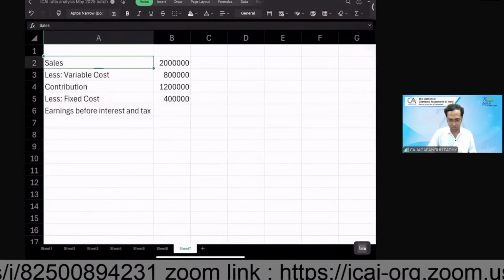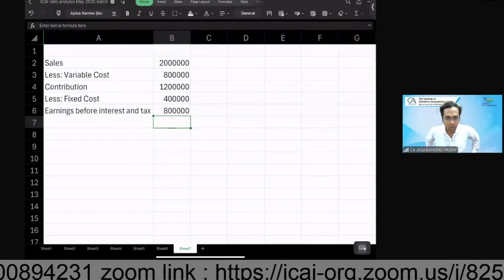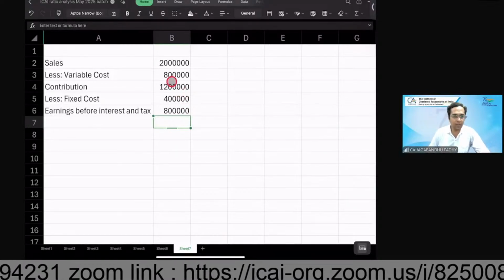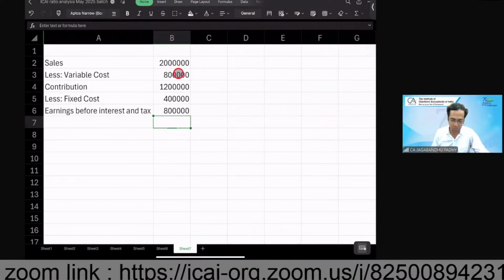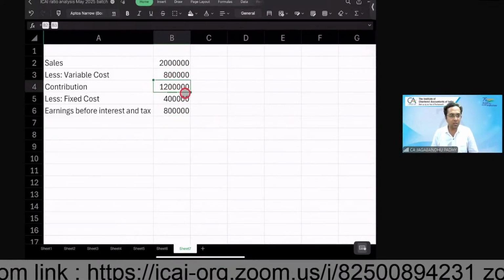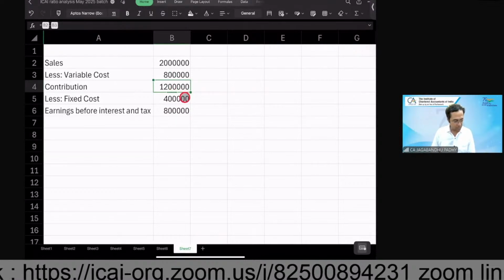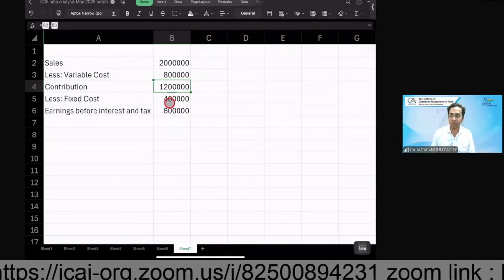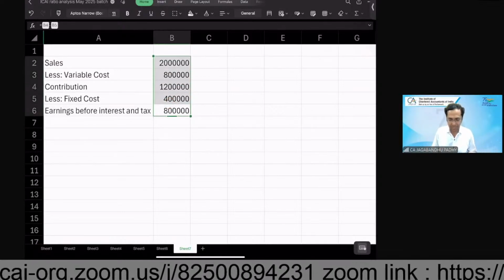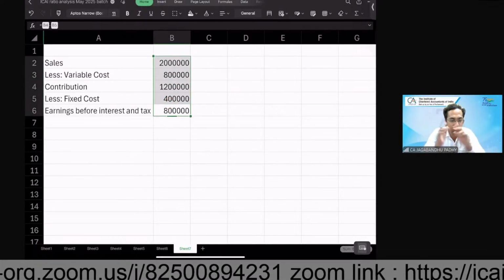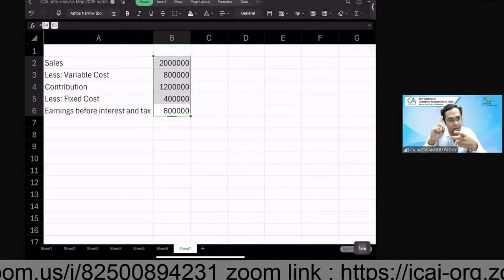So earnings before interest and tax will work out to be 8 lakh. Now when we have the sales of 20 lakh, from that you are incurring an expenditure of 8 lakh on the variable cost. Whatever is left out is the contribution, which is 12 lakh. From that contribution, you pay the fixed cost, and then you have the earnings before interest and tax of 8 lakh.